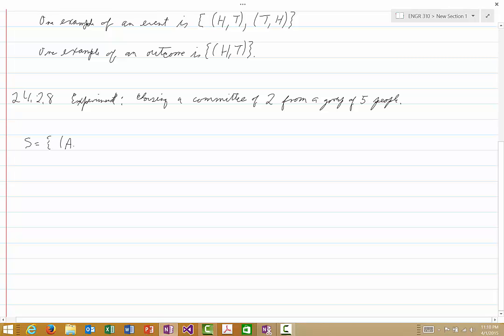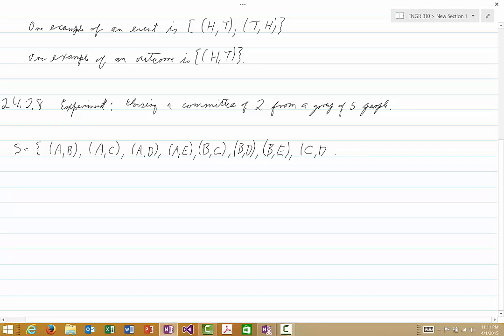We could have A, B. That's one committee of 2. Or A, C. Or A, D. Or A, E. We could also have B, C, B, D, B, E. We could have C, D, C, E, and finally we could have D, E. And that's the sample space for problem 24.2.8.